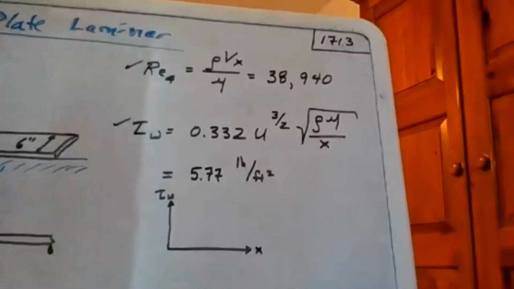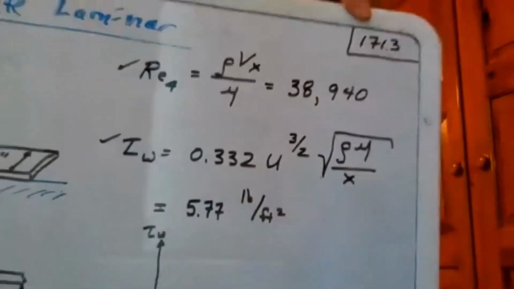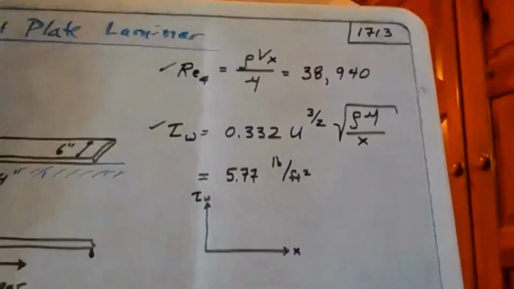Right or wrong, two main points about it. Earlier, the 1/2 rho u squared, we got 1,713, a huge number compared to this number.